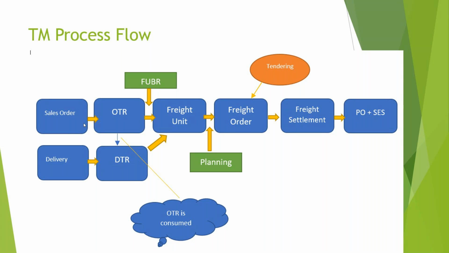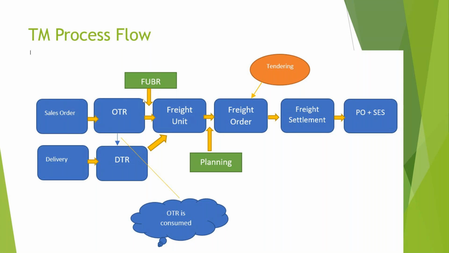So once you create a sales order in your system, there are two things. If you are using a side-by-side solution or a standalone transportation management system, you need to replicate the same sales order information in the TM system. In that case, you need to create an OTR. OTR is an order-based transportation requirement. It's just a replica of a sales order, and this document will be created in transportation management.